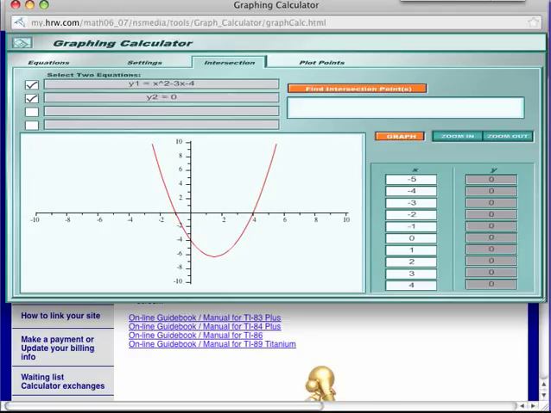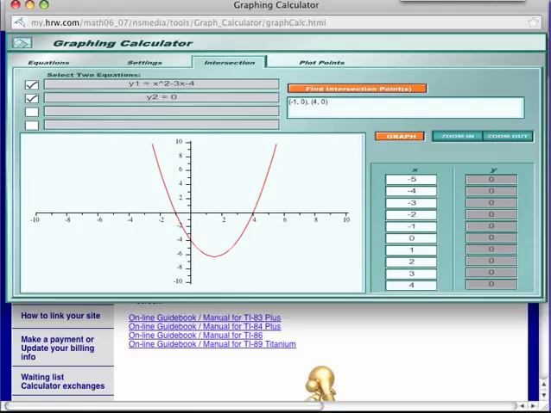I'm going over to the left to the white box. And then what do you think I'm going to click? Find intersection points. There you go. There are your 2 solutions. So your zeros, your x-intercepts, and your roots are all -1 and 4. So that's how you would solve that one. So -1 and 4 are your answers.